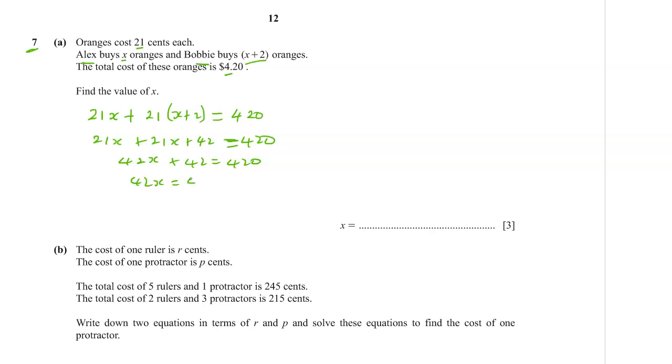42x is equal to 420 minus 42. 42x is equal to 378. Divide both sides by 42, and what you get here is x is equal to 9. So the value of x is 9.